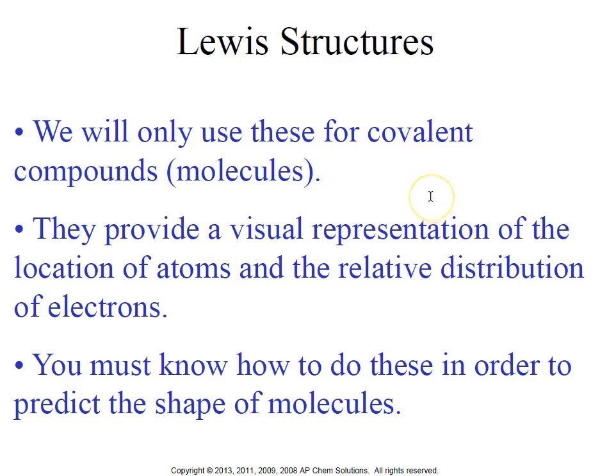All right, Lewis structures. Hopefully you know something about these from pre-AP or from regular chemistry. We're only going to draw these for covalent compounds, what we're going to call molecules. These structures provide a visual representation of where the atoms are and the distribution of the electrons within the grouping of atoms. We have to know how to do Lewis structures to predict the shape of molecules, and to tell if something is polar or nonpolar.